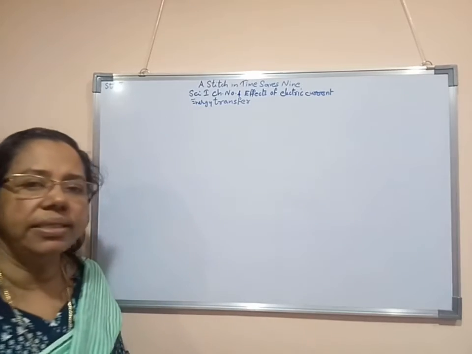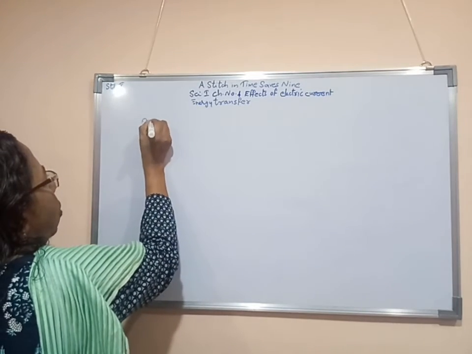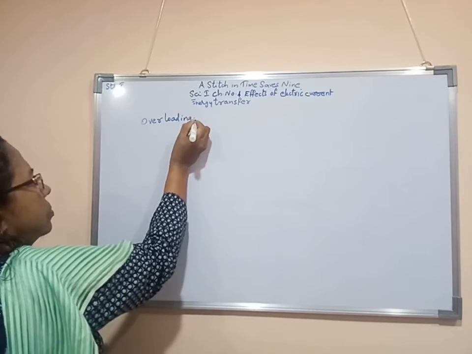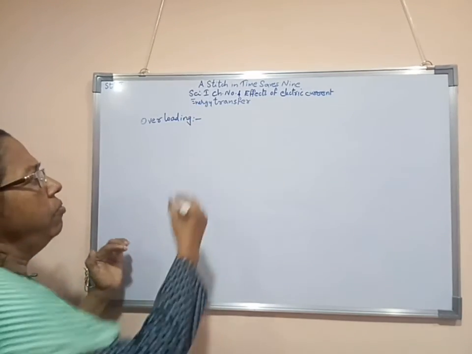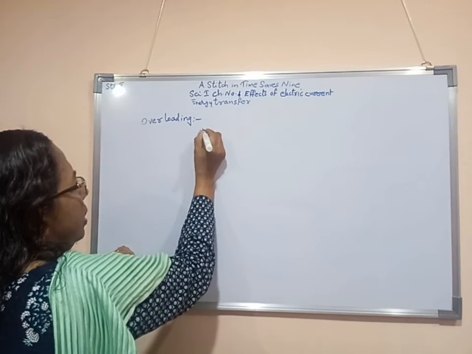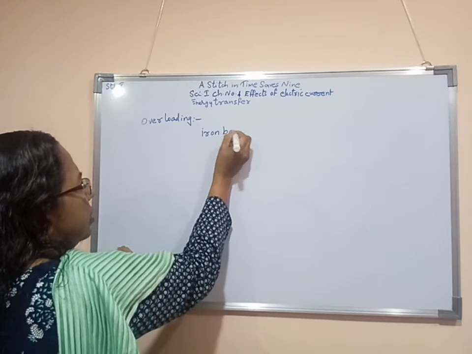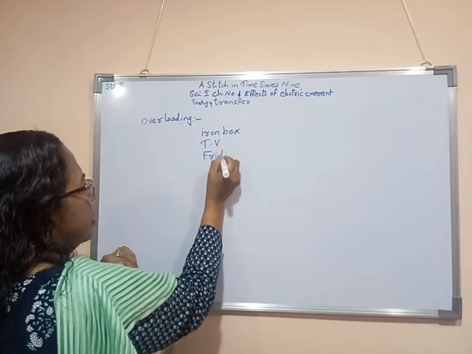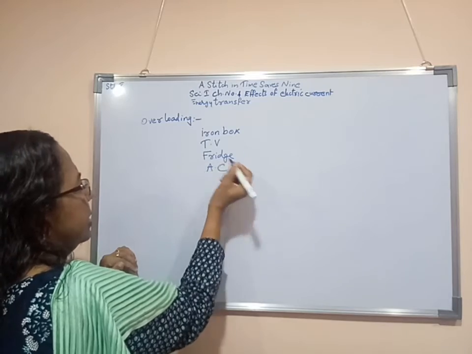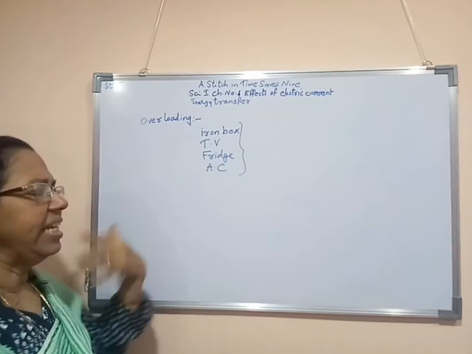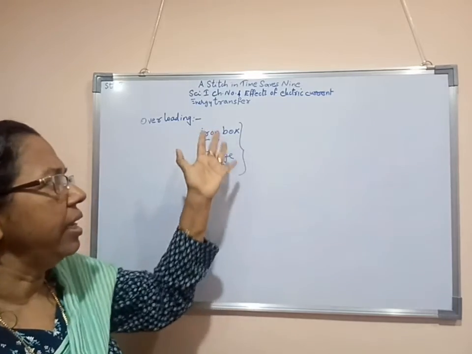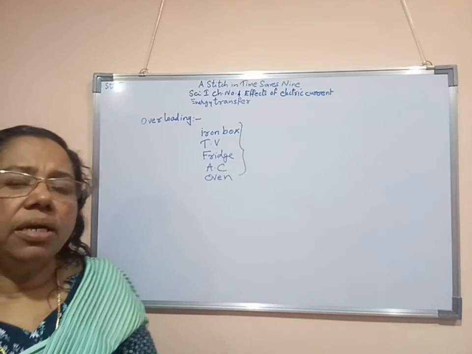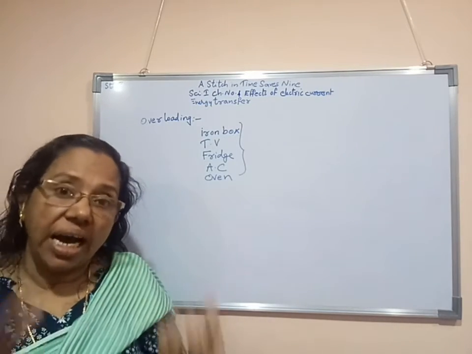Now, what is overloading? In our home, just imagine, we have an iron box, TV, fridge, AC. Such devices are there. Just imagine many more like that, even an oven, etc.